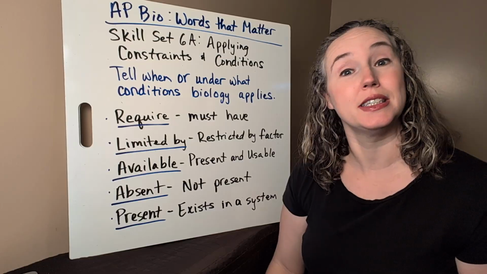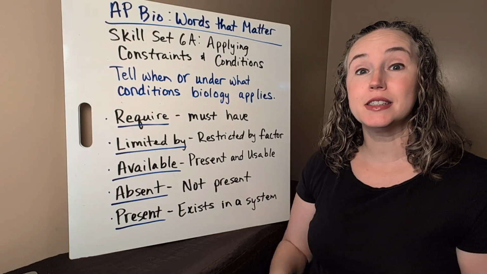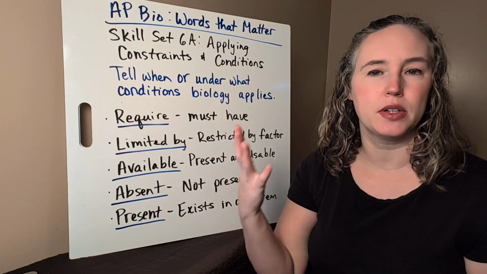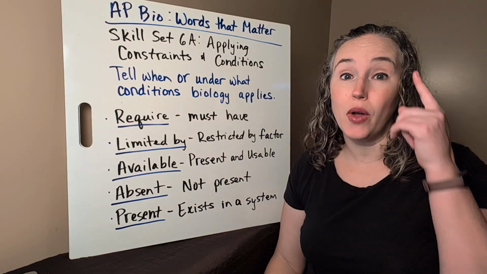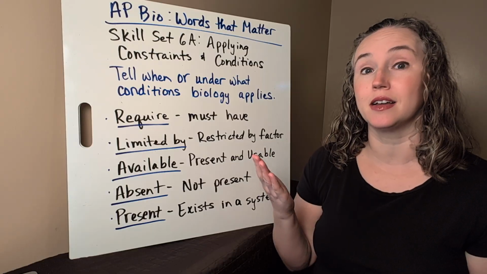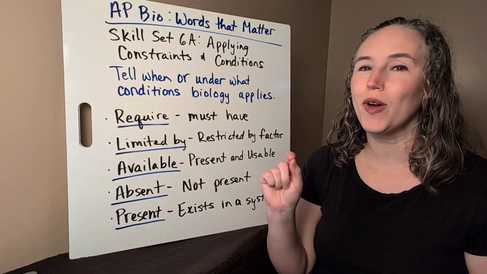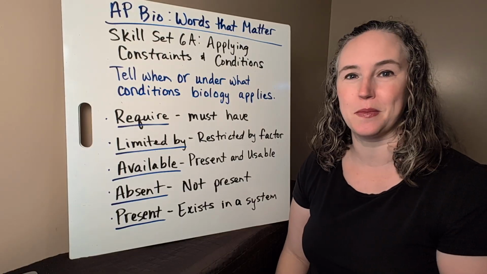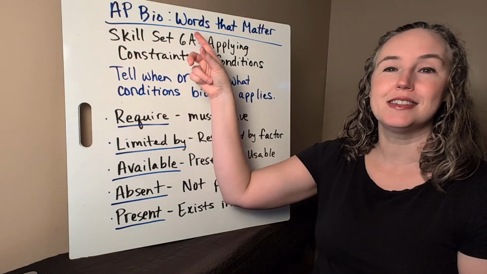In this series, we're going to decode words that you're going to see on the AP Bio exam that aren't necessarily scientific vocabulary, but they're words that you have to understand to be able to read the question and understand what it's asking so that you can choose or write the best response to earn the most points on the AP Bio exam. This is Skill Set 6.